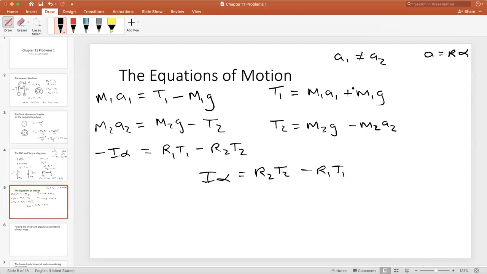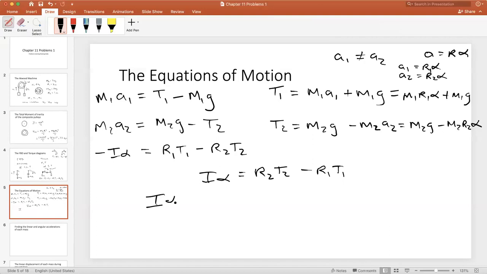And now I have something I'm going to do really fast here, keeping this in mind. So a1 is equal to R1 alpha, and a2 is equal to R2 alpha. Alpha is the same for both pulleys. So there's no alpha 1 or alpha 2. Alpha is always the same. They're going to rotate through the same angle in the same amount of time. So I'm going to write this as m1 R1 alpha plus m1g. And I'm going to write this as m2g minus m2 R2 alpha. I'm just substituting a2 here and I'm substituting a1 there.